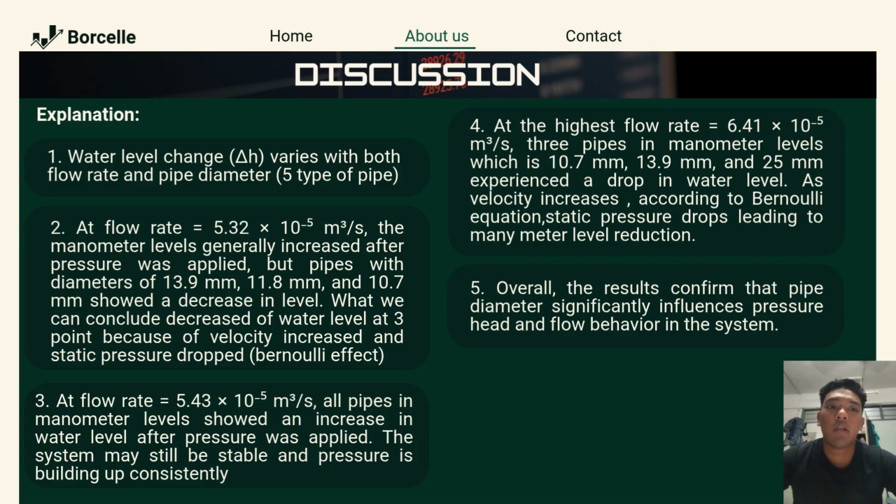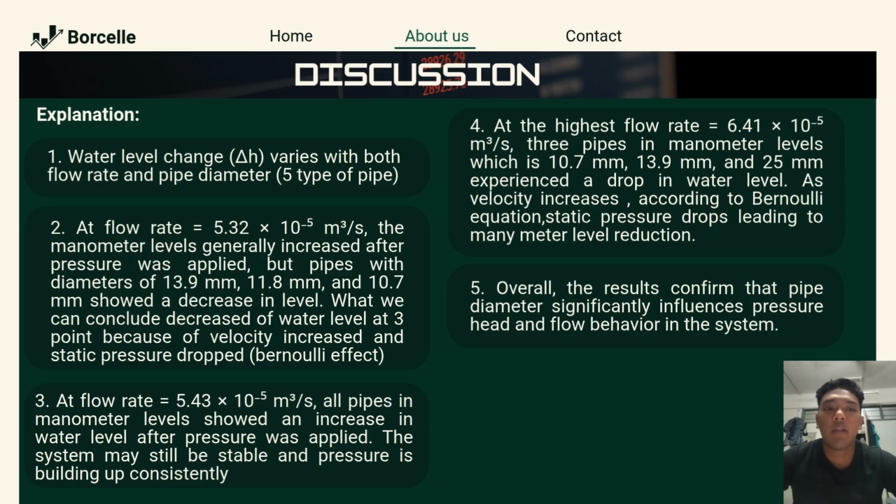What we can conclude is that the decrease of water level at 3 points is because of the velocity increase and static pressure drop because of the Bernoulli effect. And the second flow rate is 5.43 m³/s. All pipes in the manometer show an increase in water level after pressure was applied. The system may be stable and the pressure is building up constantly.